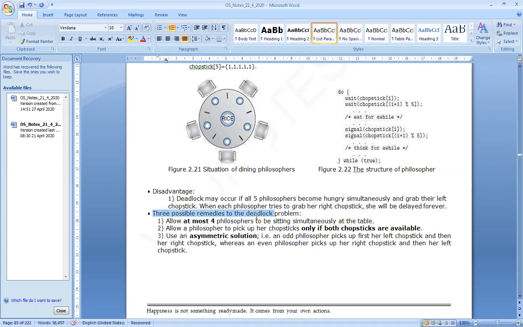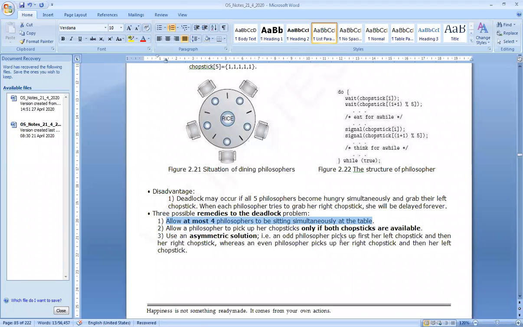Three possible remedies for the deadlock problem. This is called remedies. What are the three possible remedies? First one, allow at most four philosophers to sit simultaneously at the table. Instead of making five philosophers sit at the table, let us allow four philosophers to sit at the table, so that one additional chopstick will be there. The chopsticks remain the same; the number of chopsticks is five only.